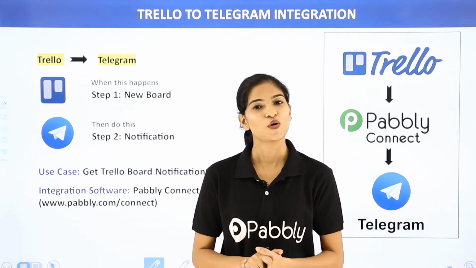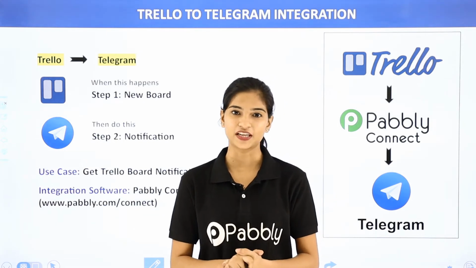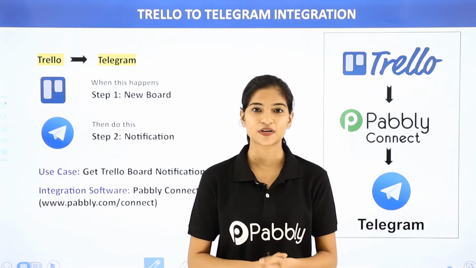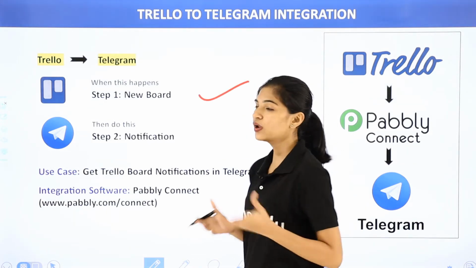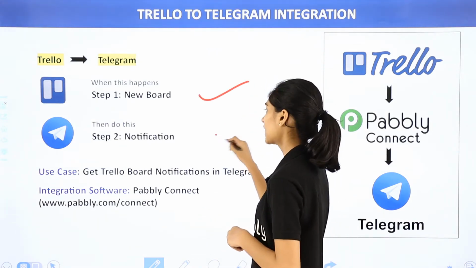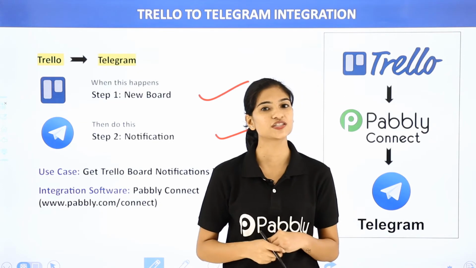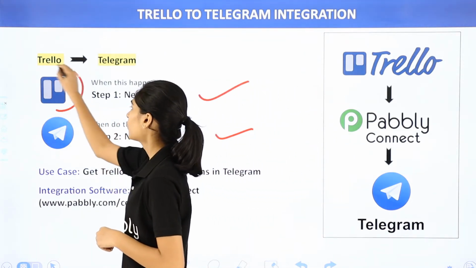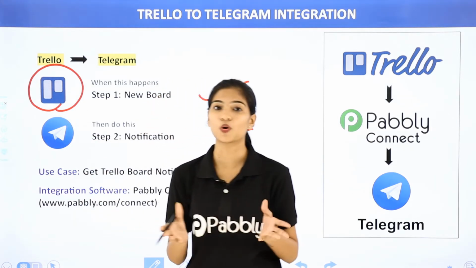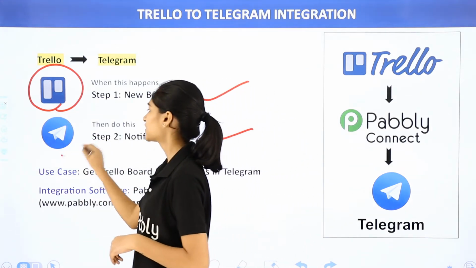Today in this video, we are going to integrate two software applications, Trello and Telegram. So the use case here is, whenever there is a new board in Trello, we want to send a notification in Telegram. First, let us know what these two software applications are all about. Trello is a software where you can organize your projects into boards, whereas Telegram is a messaging app.